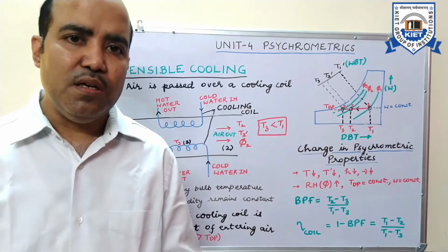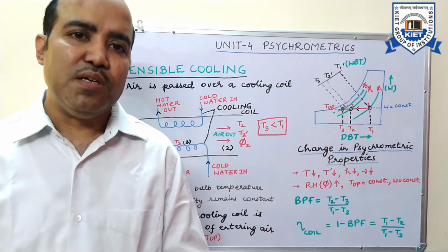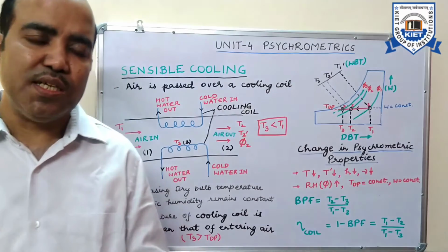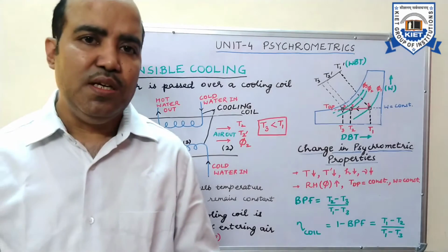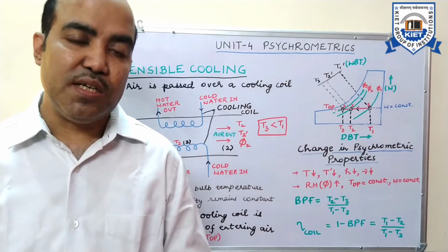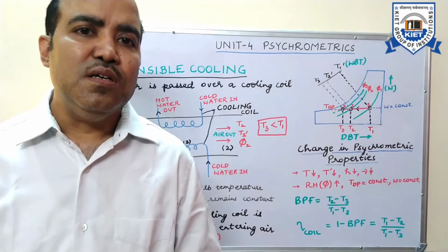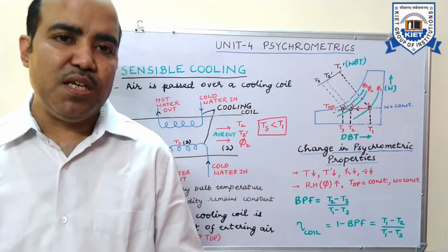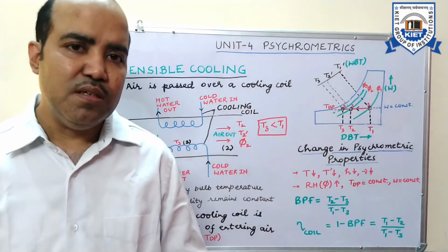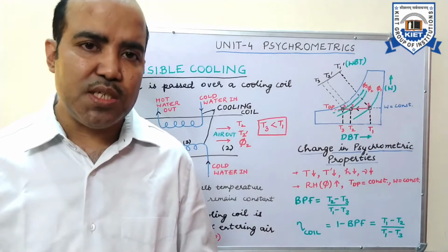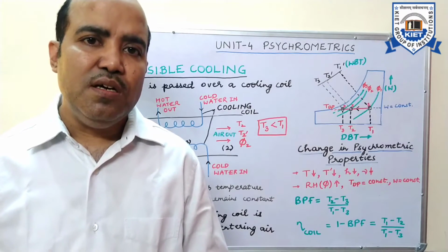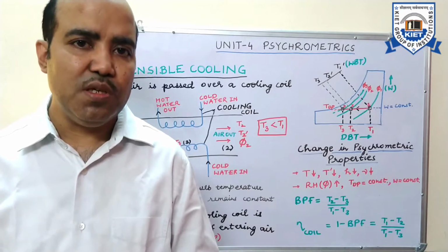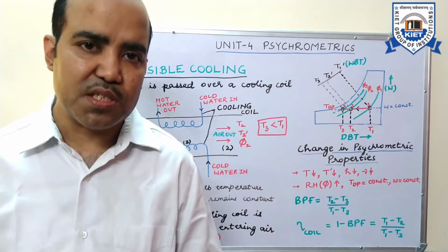And if, in addition to heating and cooling, we want to add moisture, then the process is called heating and humidification. If we want to remove moisture in addition to heating, then the process is called heating and dehumidification. Similarly, if the air is subjected to cooling and moisture addition, then the process is cooling and humidification. And if the process includes cooling as well as moisture removal, then it is called cooling and dehumidification.